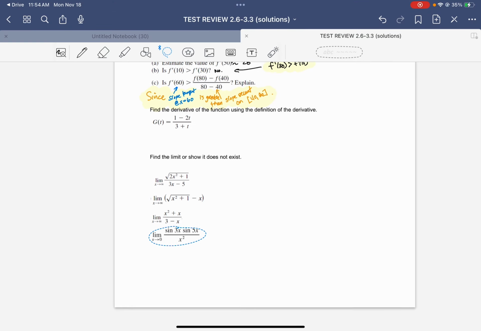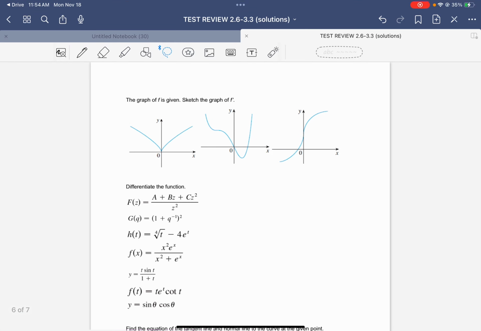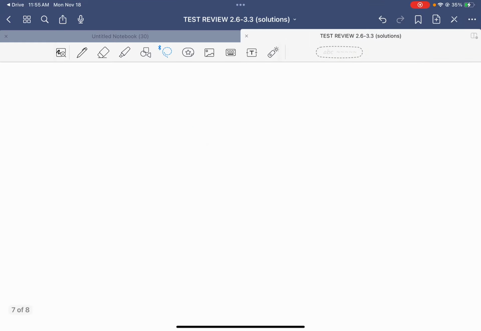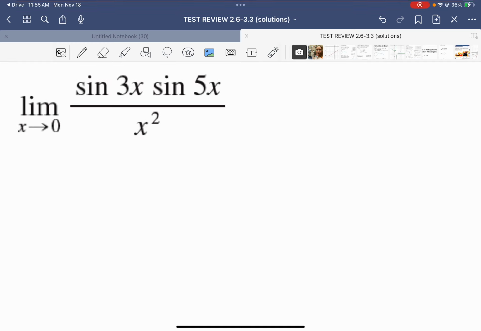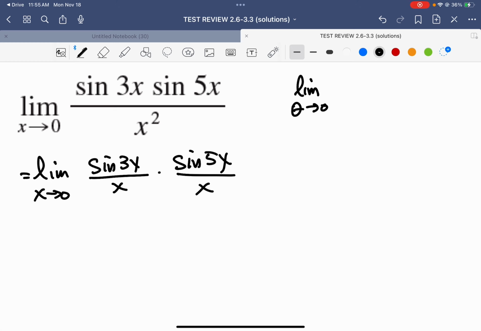So copy. So now what do we have? I'm gonna paste. Okay, so for this limit, notice I could break it up into the limit as x goes to 0 of the sine of 3x over x times the sine of 5x over x. It's really close. I know the limit as theta goes to 0 of the sine of theta over theta is 1, right?